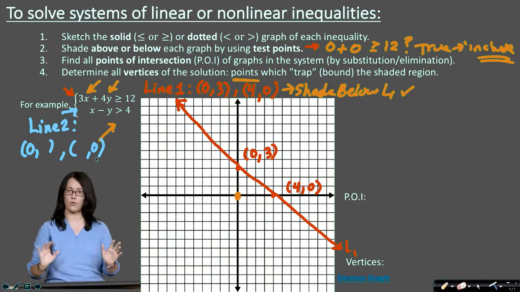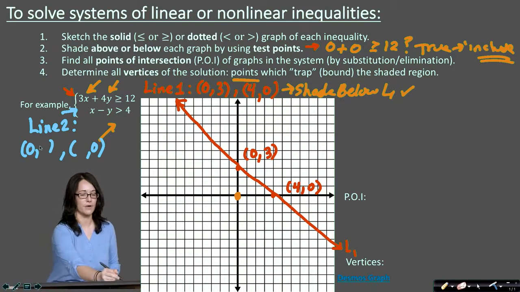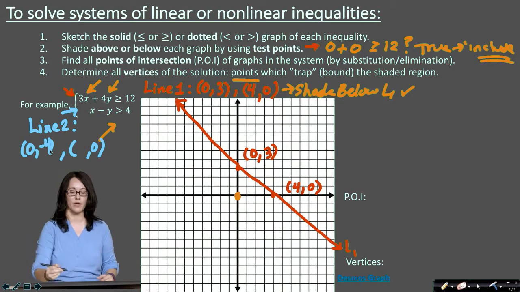So go ahead and do it either way and see if you can get 2 points on the line and then graph this dotted line because it's not equal to. So when you did x equaling 0, that would mean that negative y gives you 4. So what would y have to be? Negative 4. Yeah, the opposite would be negative 4. So 0, negative 4 should be a point on the second line.